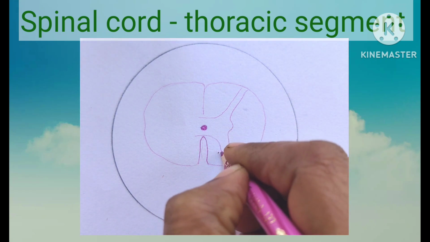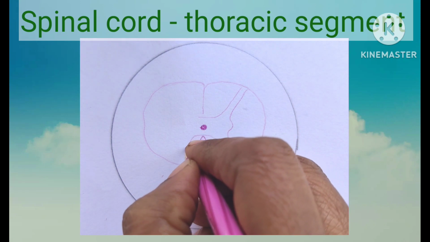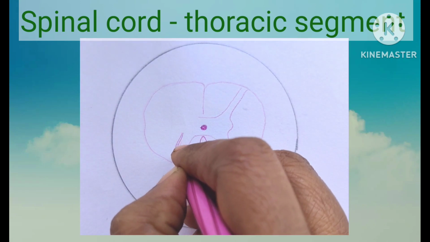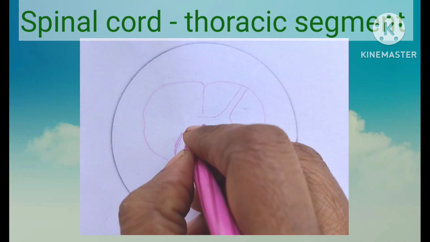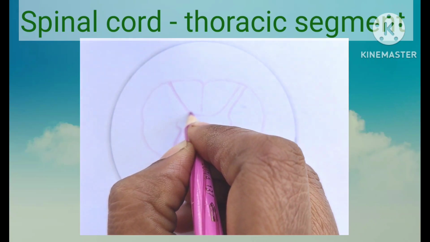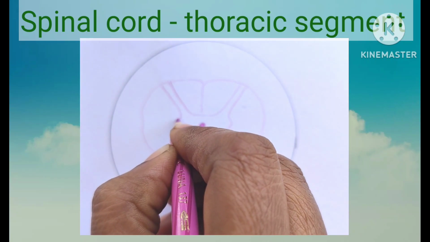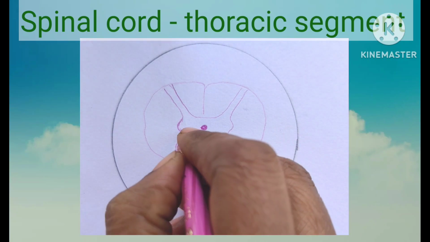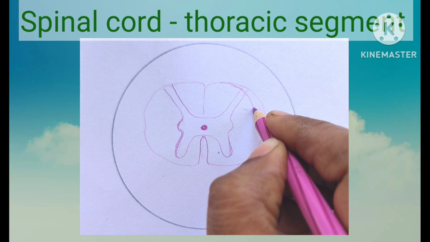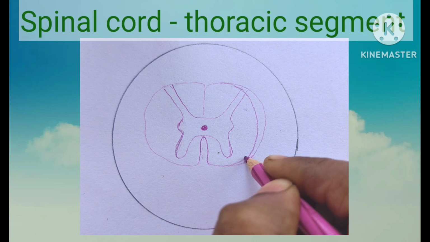The grey matter here has 3 horns, the anterior horn, lateral horn and the posterior horn. All the horns are very thin. So make sure it's like a thin person, emaciated person. So thin ventral horn, thin dorsal horn, and also we can see the lateral horn. Throughout the thoracic segment, including the first lumbar segment, we have the lateral horn.